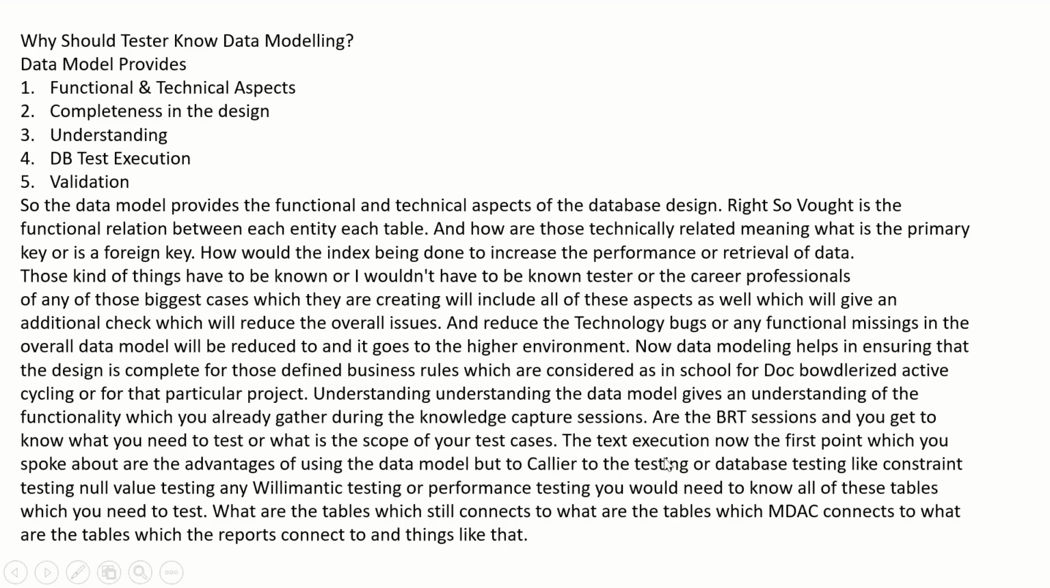For test execution, the first point which you spoke about is an advantage of using the data model, but for database testing like constraint testing, null value testing, and performance testing, you would need to know all of these tables which you will test. What are the tables which connect to which, and what are the tables which reports connect to, and things like that.